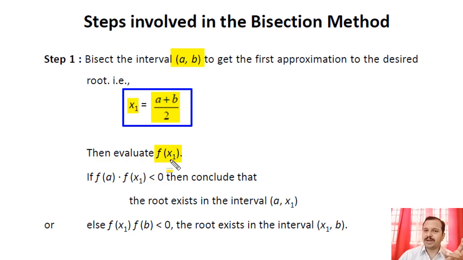When you evaluate f of x1, you have to observe its sign. You have to see whether f of x1 is positive or negative. Depending upon the sign of f of x1, you have to make a conclusion. So what is that? If f of a and f of x1 are of opposite signs. Try to understand. Here I will show you using a small picture.